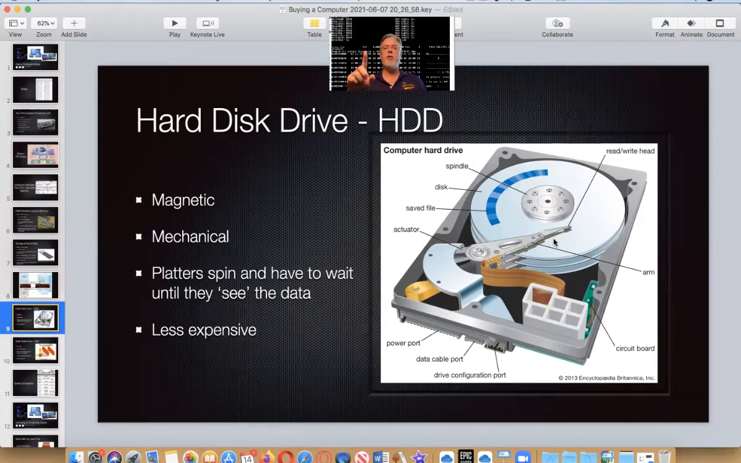So when you click, click, open that Word file or that photo, these things are spinning around in there, and that head is moving back and forth and reading the information that it needs to, and then giving it to you. These are usually much more massive, and they are less expensive. So it's good to use them for backups especially.